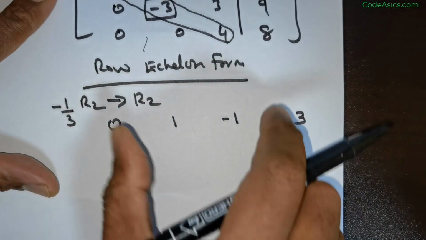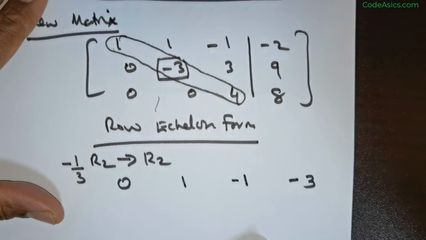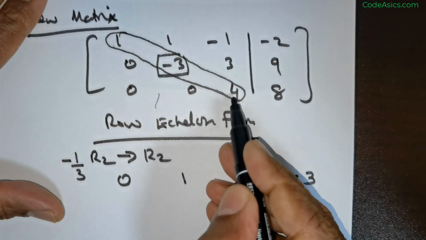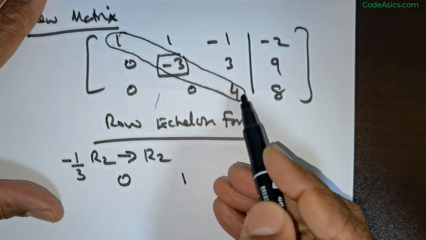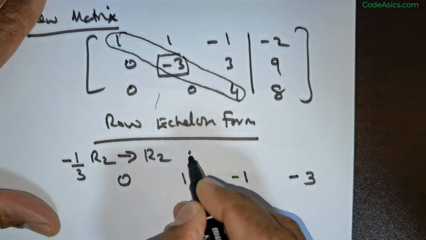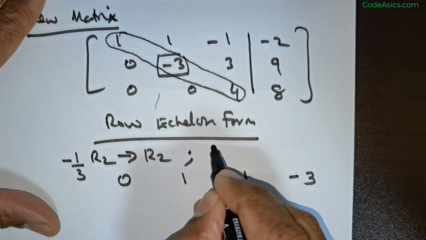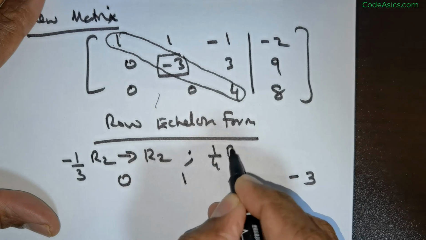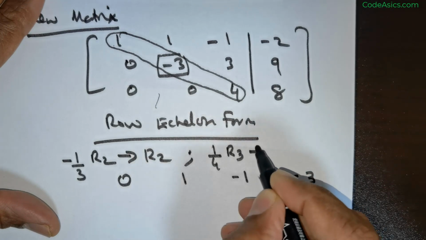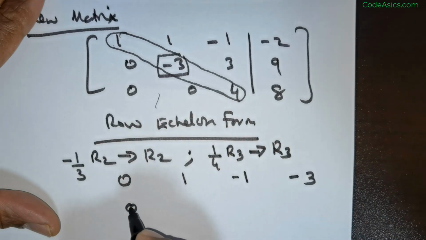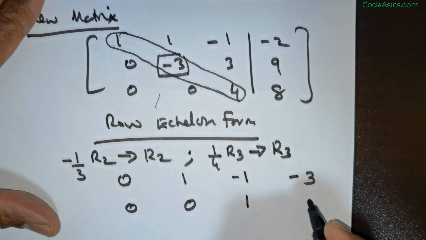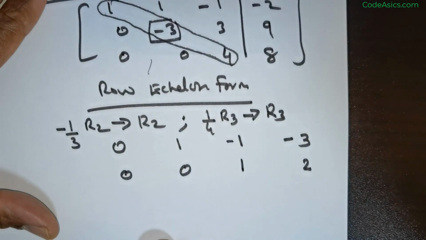Okay, so take this and put it in the matrix. Now before that, this 4 should also be made to be 1. So I'm going to put a semicolon and multiply 1 over 4 with R3. That is going to give me my new R3. So I get a 0, 0 and a 1, and this is going to be 2. So let's write the new matrix.